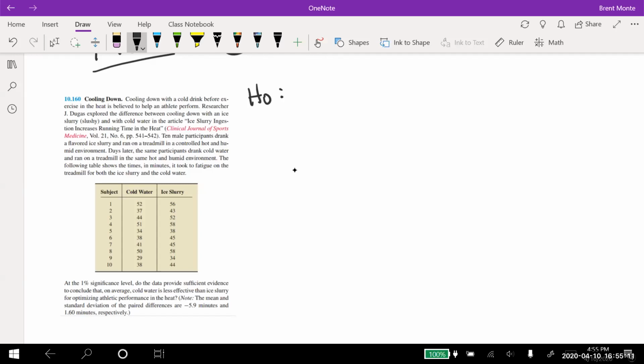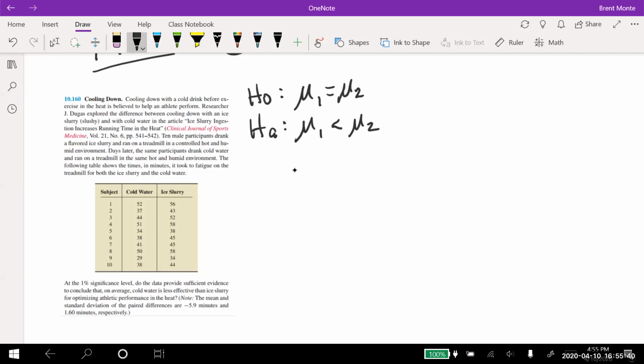Now we're looking at the 2 different, so we're still going to go mu1 is equal to mu2 is going to be our assumption. And then the alternative hypothesis is just what they say, that cold water, that's population 1, is less effective. If it's less effective, they're going to run for less time. So in this case, we'd say mu1 is less than mu2. So the average time to fatigue with cold water is less than the average time to fatigue with slurry.